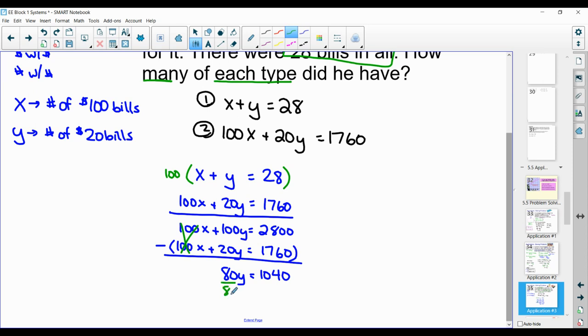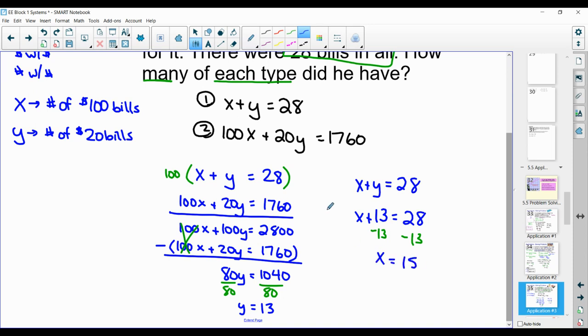Dividing by 80, I have y equals 13. Now, going back up to my other equations here, because I used the elimination method, I can sub into either of these. To me, the first one looks a lot easier to sub into. So I have x plus y equals 28. x plus 13 equals 28. Simplifying here, we're going to subtract 13 from both sides. And we're left with x equals 15.